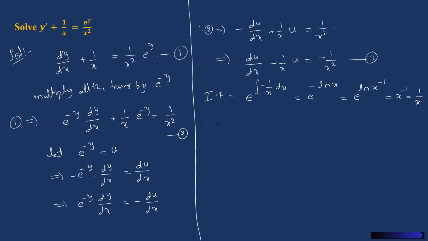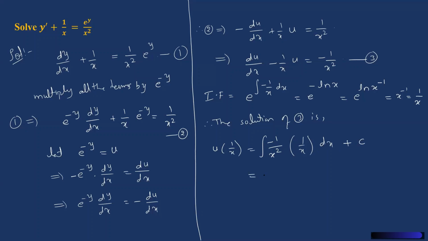Now if you write the solution of equation 3, the dependent variable in 3 is u. So I'm writing u multiplied by the integrating factor 1 by x is equal to the integration of the right hand side function, which is minus 1 by x square into the integrating factor 1 by x. Since these are functions of x, you are integrating with respect to x, plus some constant c.